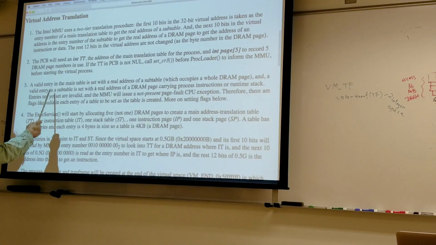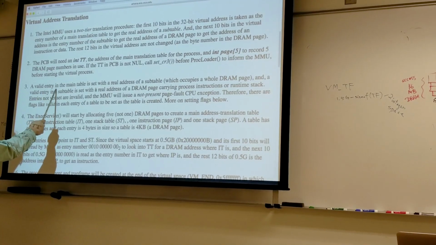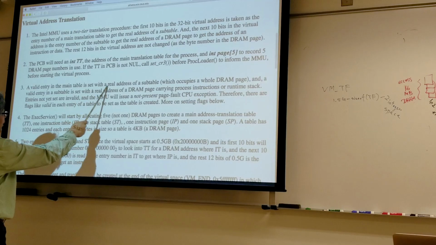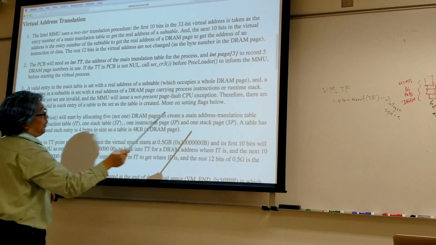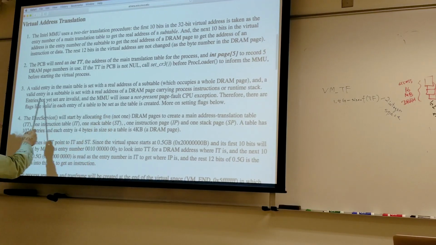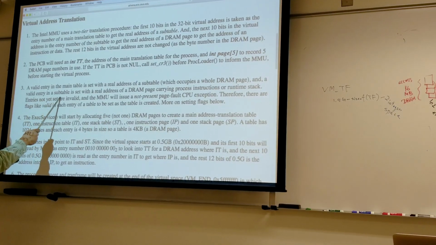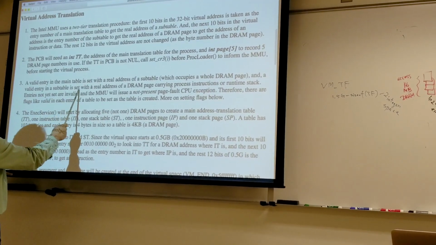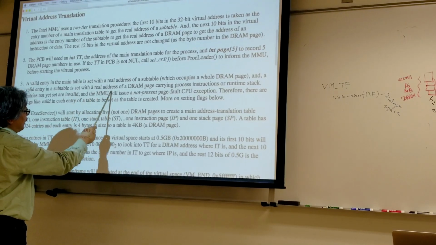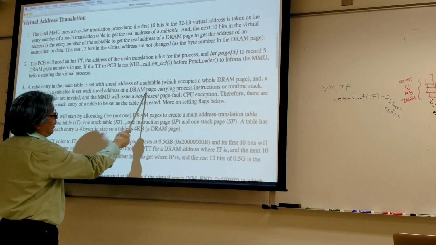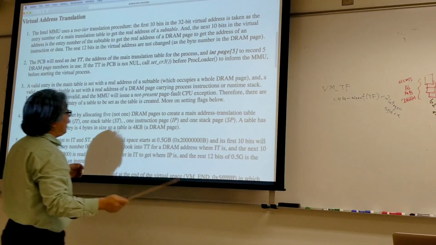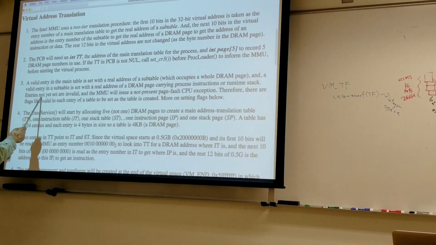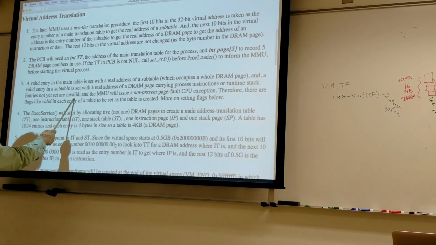The valid entry in the main table is set with the real address of a subtable, which occupies the whole DRAM page, because one subtable is 4K bytes. And a valid entry in the subtable is, by the same token, set with the real address of a DRAM page. That DRAM page is used to carry the instruction or stack. Entries not yet set are invalid.